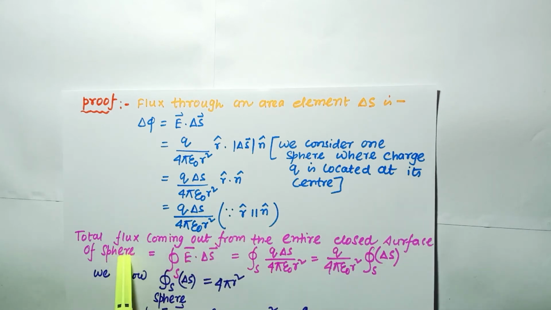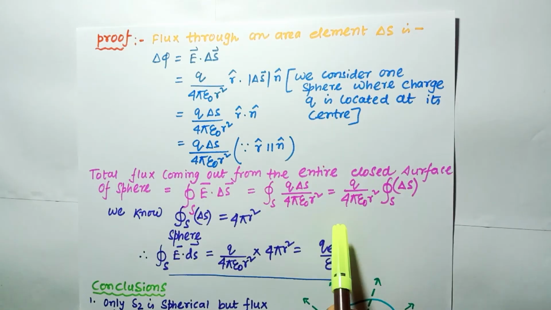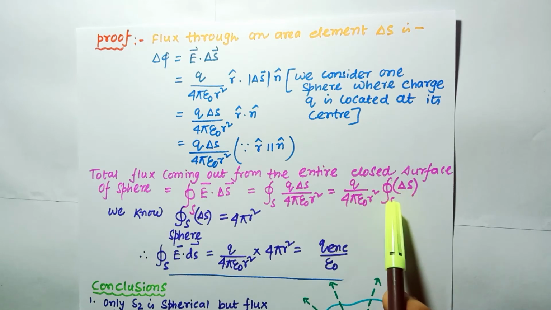So the total flux coming out from the entire closed surface of the sphere, we need to calculate this closed surface integral, that is the closed surface integral of E dot delta S, which is equal to the closed surface integral of q delta S divided by 4 pi epsilon naught r squared, which is q by 4 pi epsilon naught r squared times the closed surface integral of delta S.